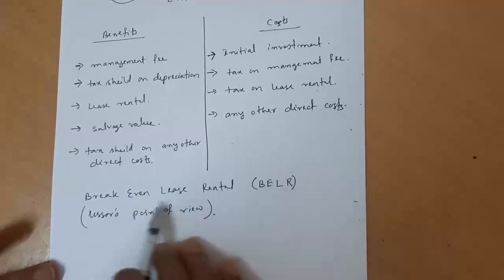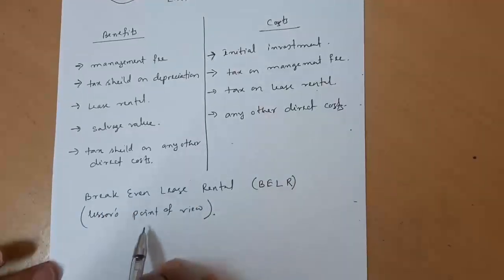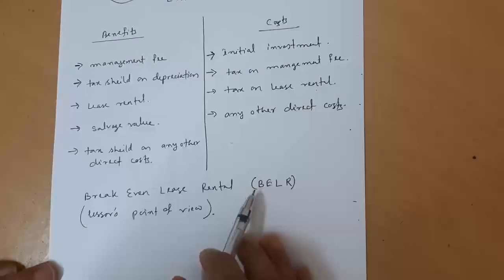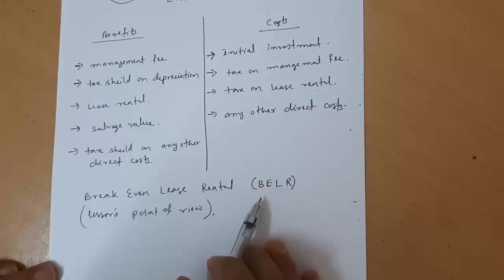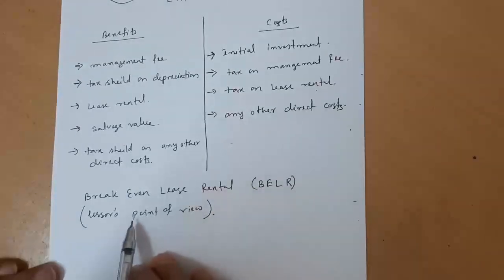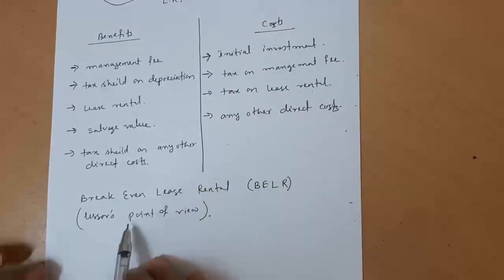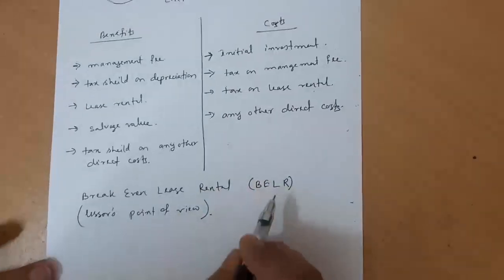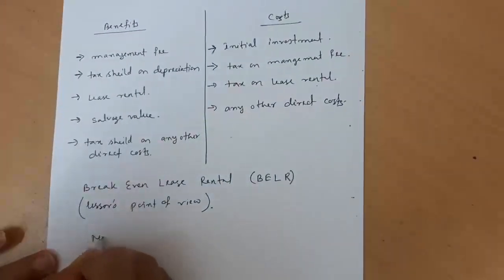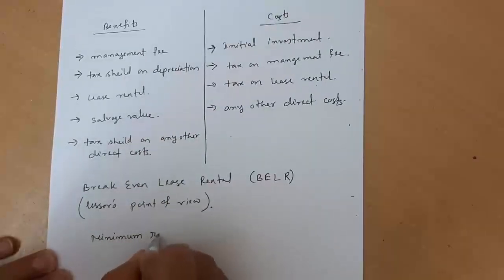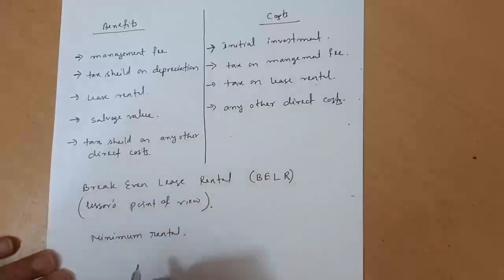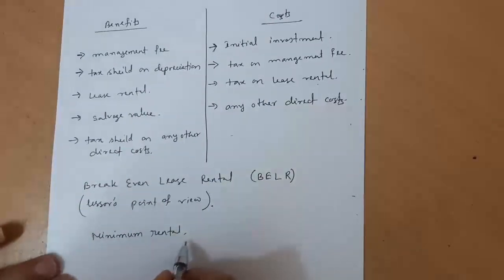Now what is the break-even lease rental from the lessor's point of view? See, break-even means it is either the maximum or the minimum lease rental. Now from the lessor's point of view, the lessor is giving the asset on lease. So the break-even lease rental is the minimum rental, which he has to charge from the lessee so that he can give the asset on lease.